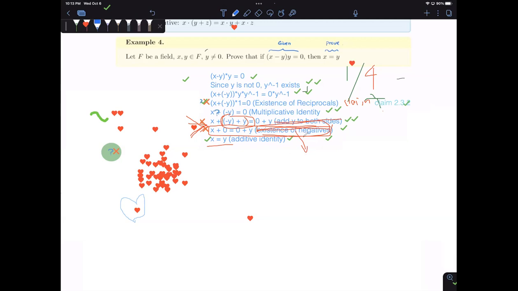Or you can call it negative, but it's not existence of negative. It doesn't really matter that much. The whole thing that's missing is just here. From this step to this step, you should have one more step here. Okay. Any other question?